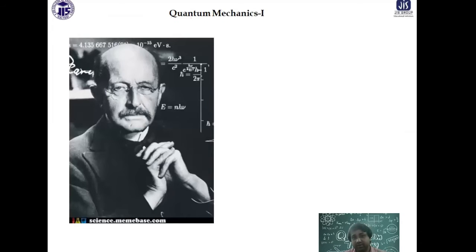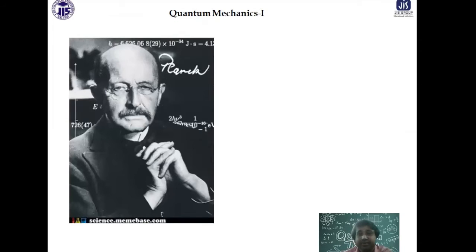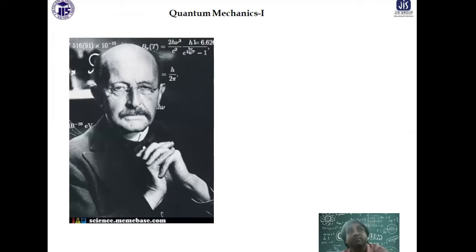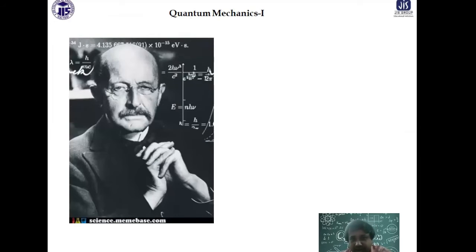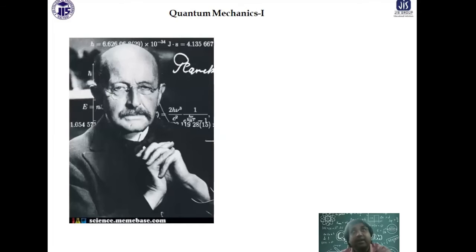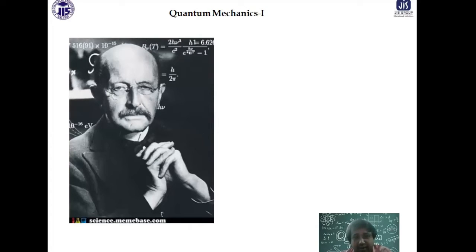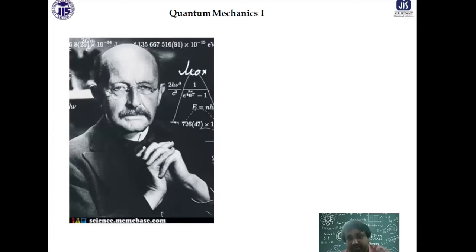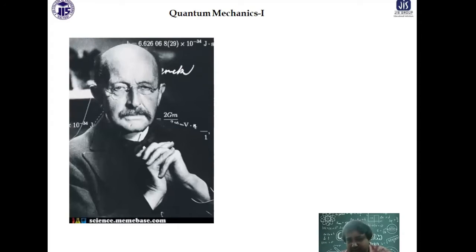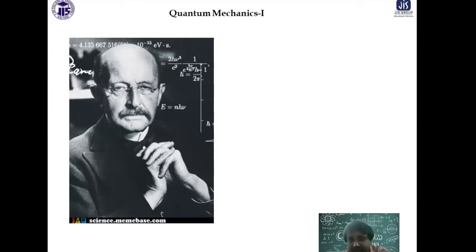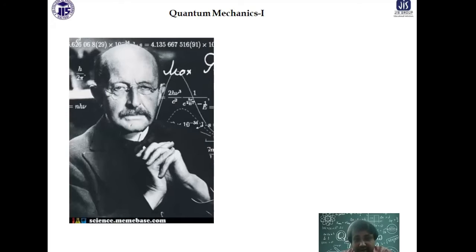Now look at this person. He's a very famous person. Do you know his name? His name is Max Planck. His famous Planck constant, and he is regarded as the father of quantum mechanics or father of modern physics. What Planck did, he did a magic in the year 1900. What is that magic? He explained the blackbody radiation experiment.